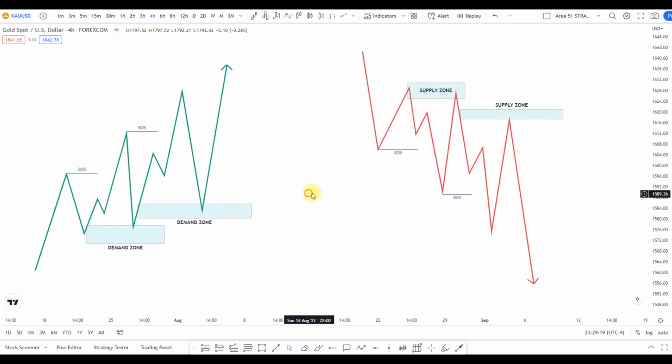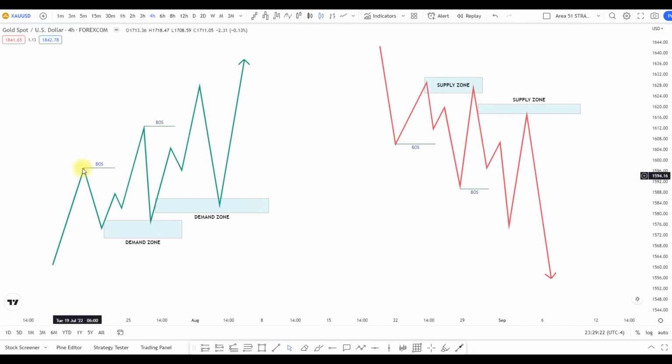All right. So let's say the price is making higher highs, higher lows, higher highs, higher lows, higher highs, higher lows, higher highs. Basically, when the market is making a series of higher highs, higher lows in an uptrend market, we look for demand zones. When the market is in a buy status, we look for a demand zone. First thing first, we have to identify the direction of the market.